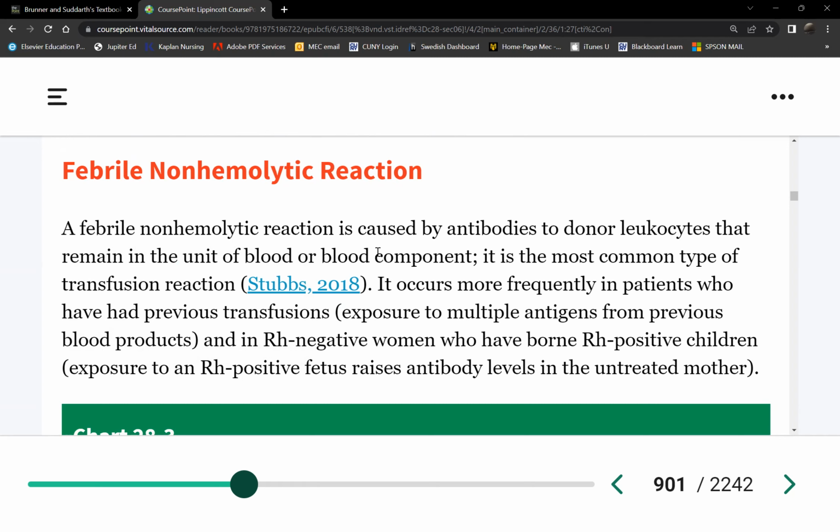Again, we'll investigate. The doctor, we can't, that's outside the nurse's scope of practice. Okay, the doctor will decide. So your job is to what? Stop it. Stop the transfusion, call the doctor. They'll decide what to do.